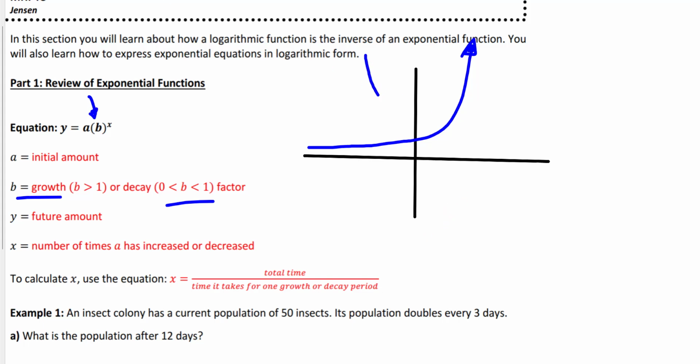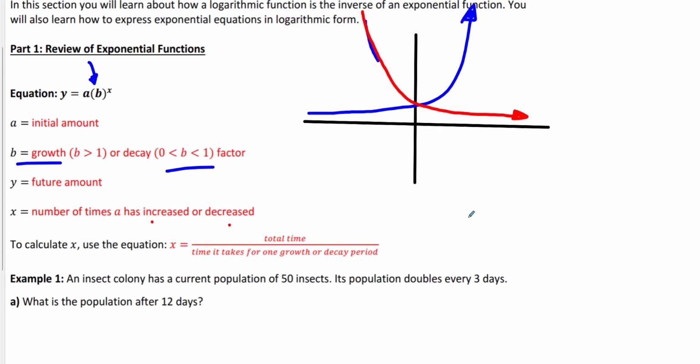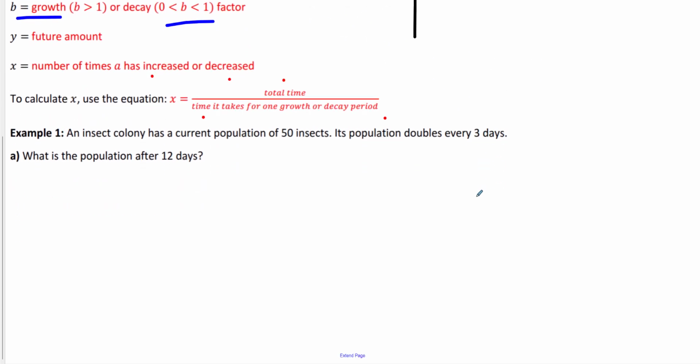So I'll do a different color for that. It goes down rapidly and slows down like this. So that's exponential growth and decay. Y is your future amount. X is the number of times A has increased or decreased, basically your growth period. To calculate x, you use total time divided by the time it takes for one growth period or decay period. And this is all from grade 11. This is not anything new.